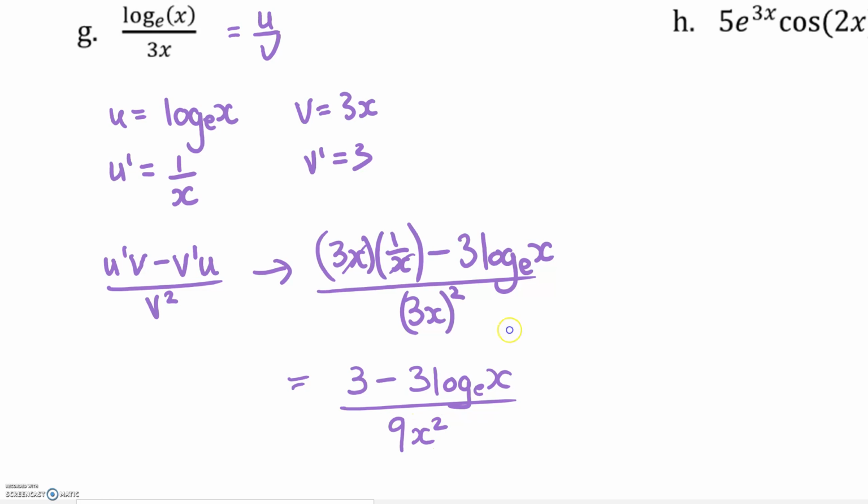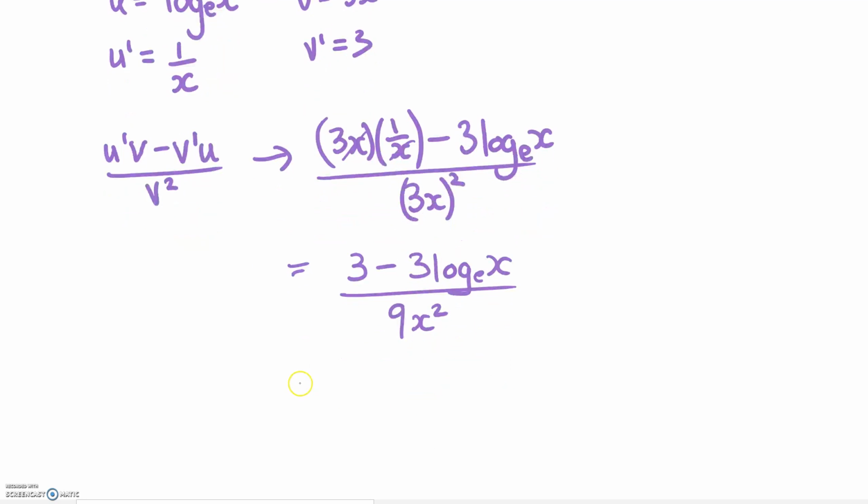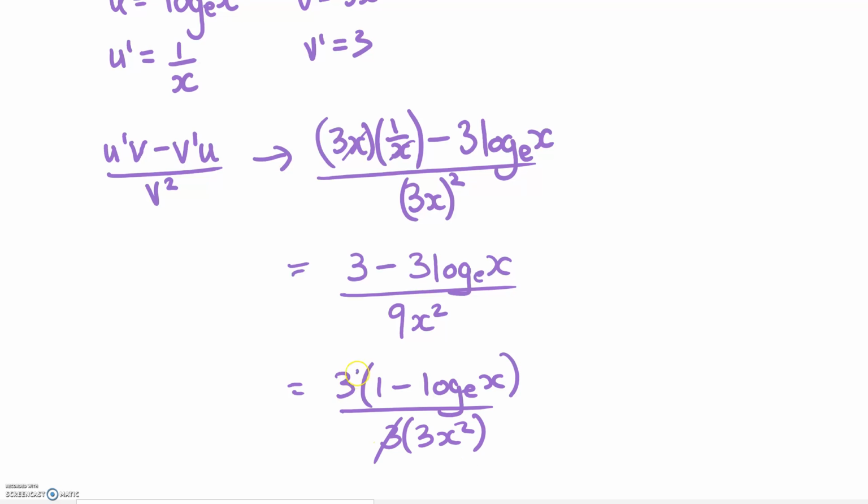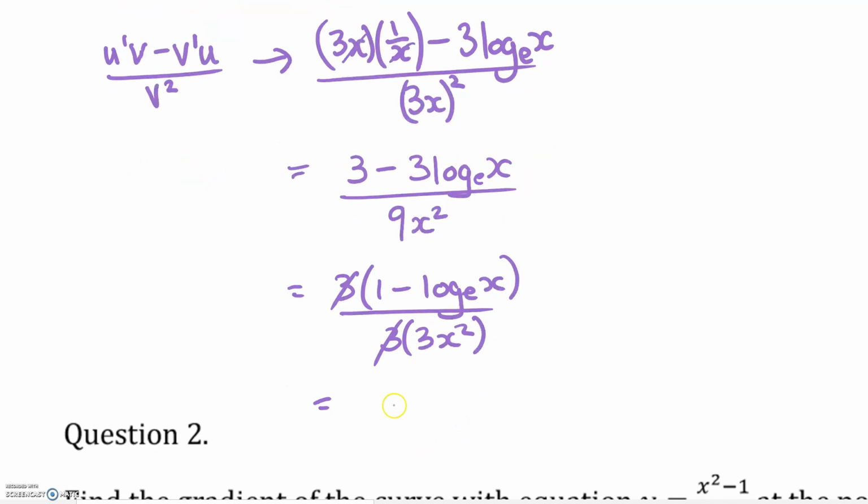squared. Now, we can do a bit of cancelling with this. Obviously, if we pull this 3 out the front, we get 3 times 1 take log e of x, all over 3 times 3x squared. So these two can just cancel. And we'll get our final answer as 1 take log e of x, all over 3x squared.